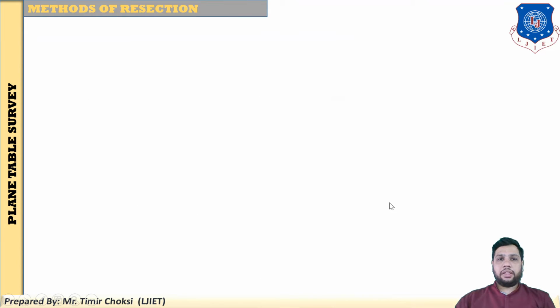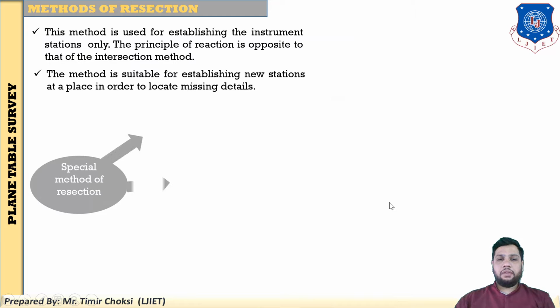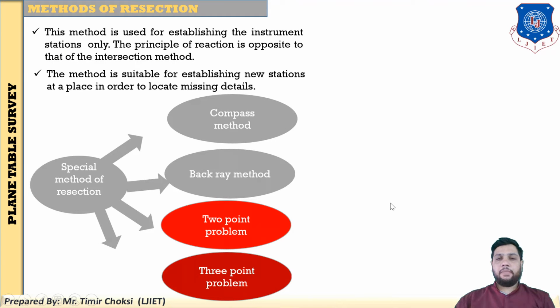In the resection method, there are four methods: the compass method, back-ray method, two-point problem, and three-point problem. In session number 4, I already explained the compass method and back-ray method. In this session, session number 5, I will explain in detail the two-point problem and three-point problem. These are special methods of resection.